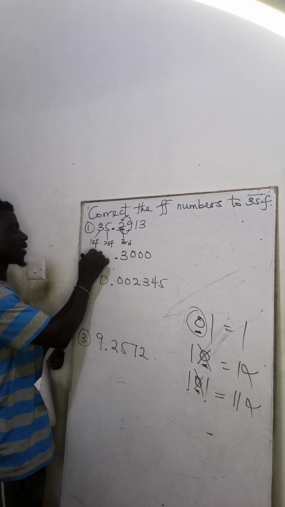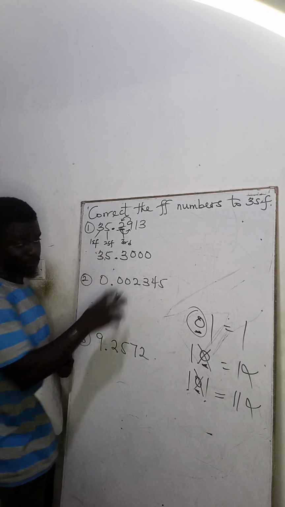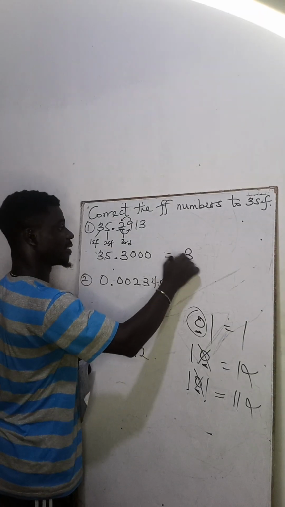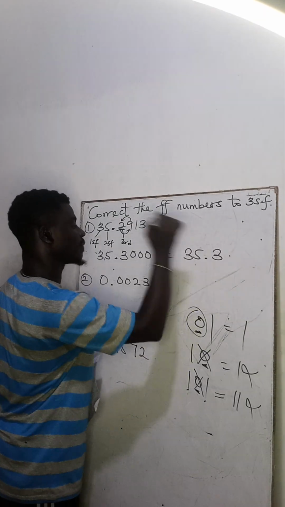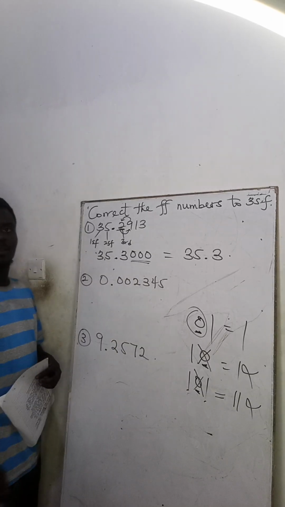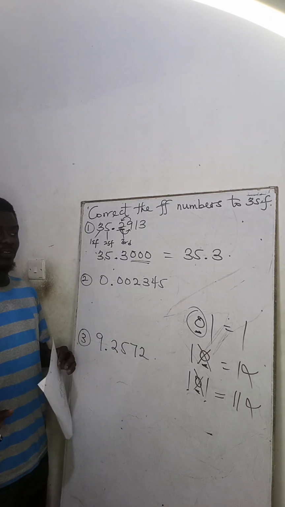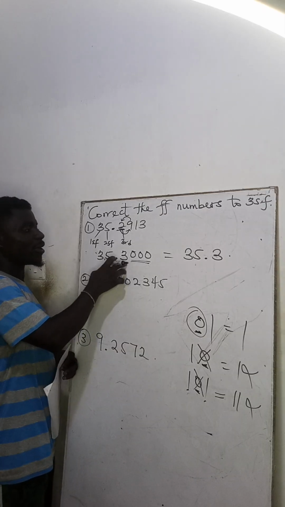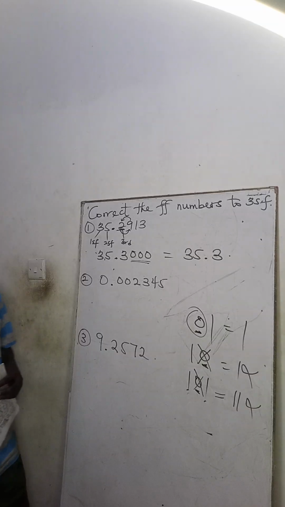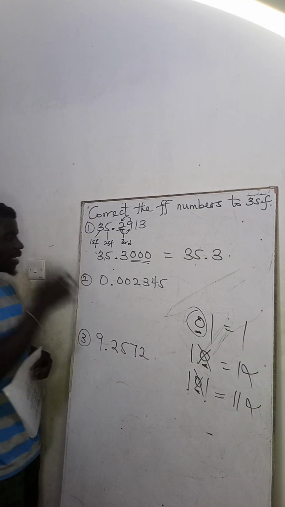Then we have 0.35. So 35.3000 is the same thing as 35.3. Because they are decimals, you can discard these 3 zeros here, which is very, very simple. So 35.3000 can also be written as 35.3.